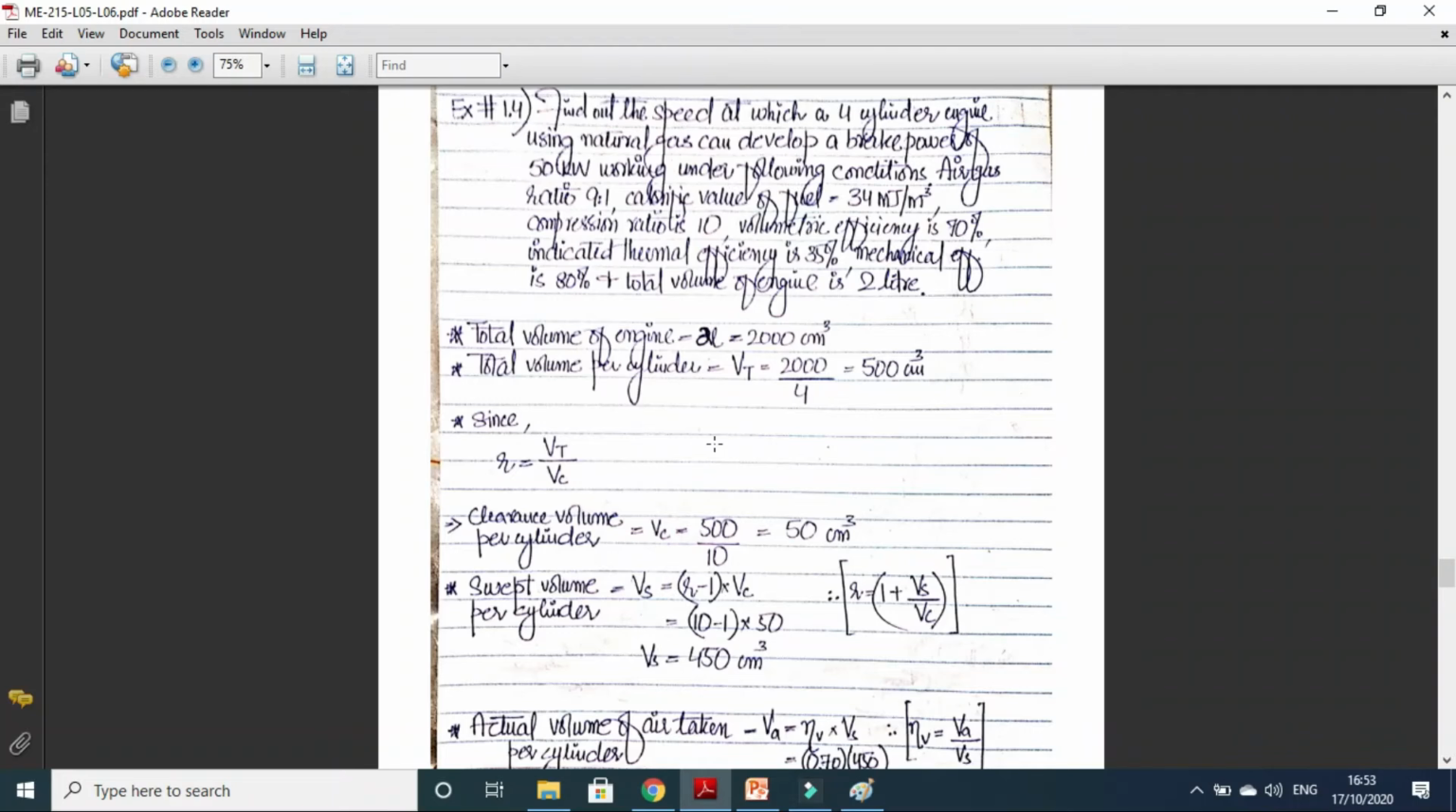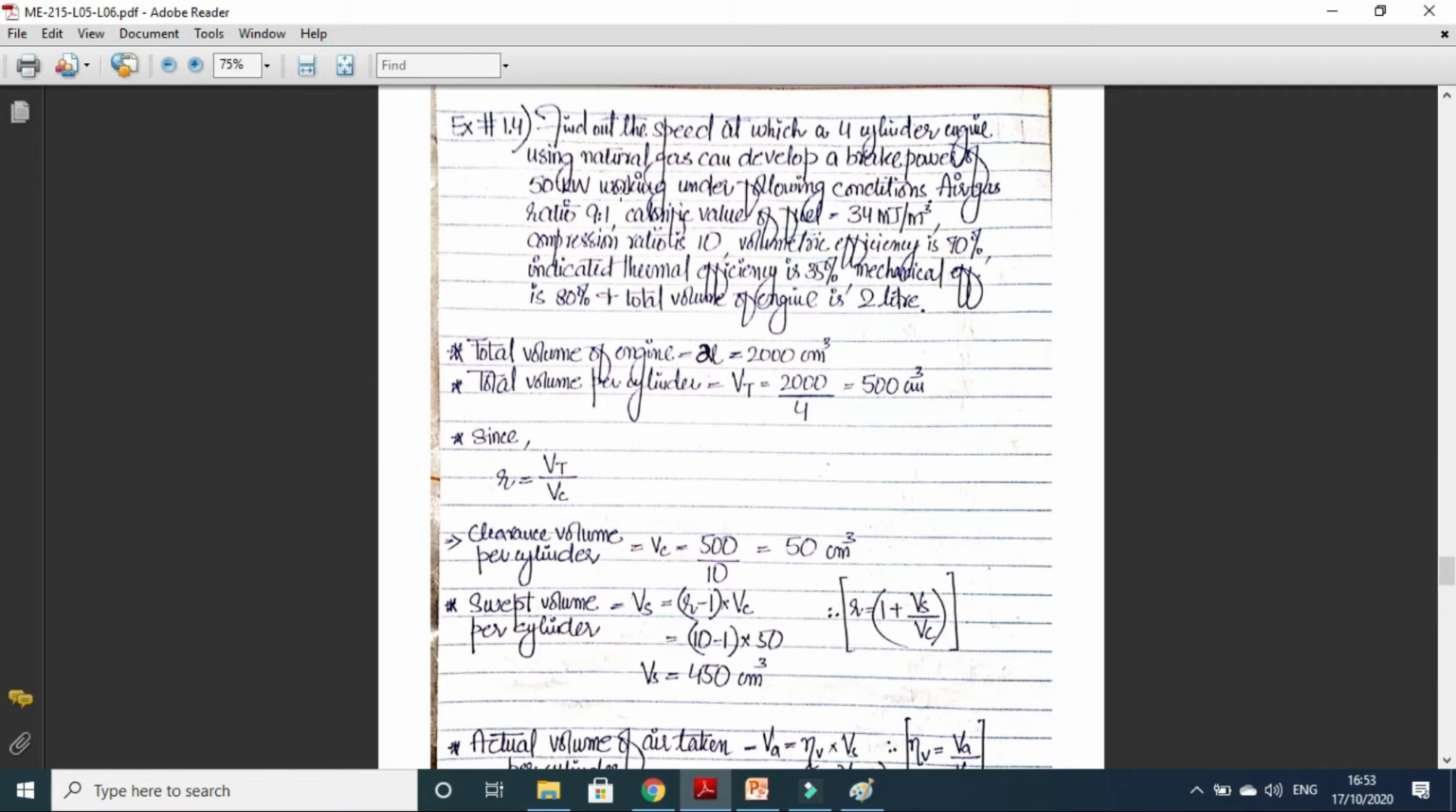Okay, now let's solve example 1-4. Find out the speed at which a 4-cylinder engine using natural gas can develop a brake power of 50 kilowatt. BP is 50 kilowatt, working under following condition. Air gas ratio, that is air fuel ratio, is given 9. Calorific value CV is given 34 megajoule per meter cube. Compression ratio is 10. Volumetric efficiency is 70%. Indicated thermal efficiency is 35%. Mechanical efficiency is 80%, and total volume is 2 liter, that is 2 dm3, and 2 dm3 will be 2000 centimeter cube.